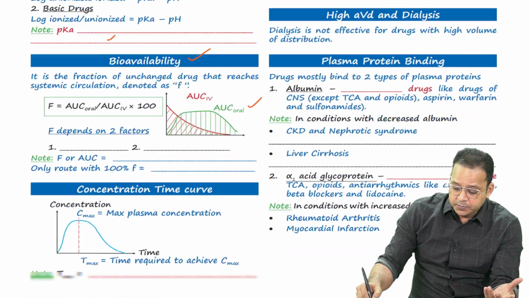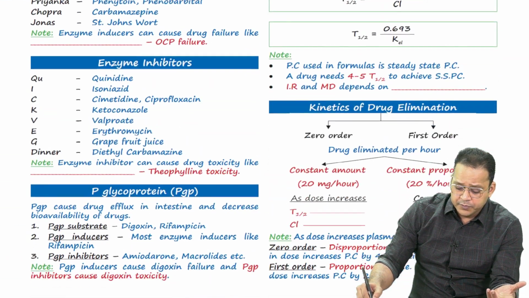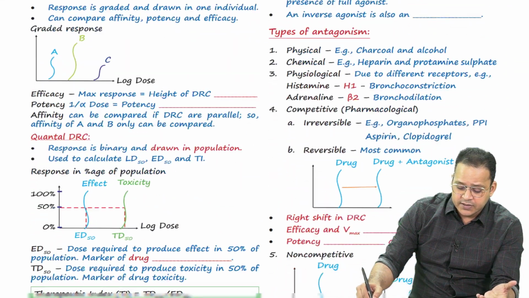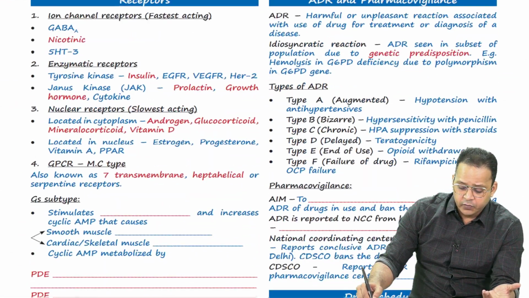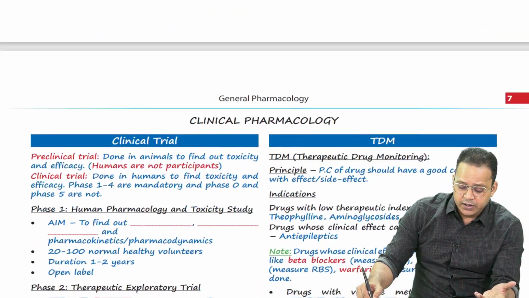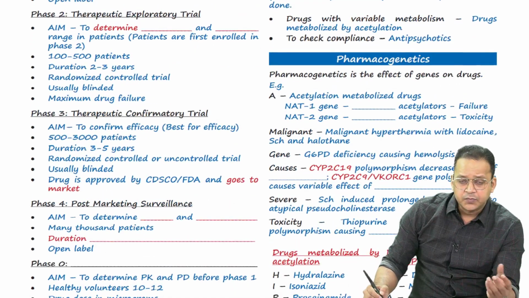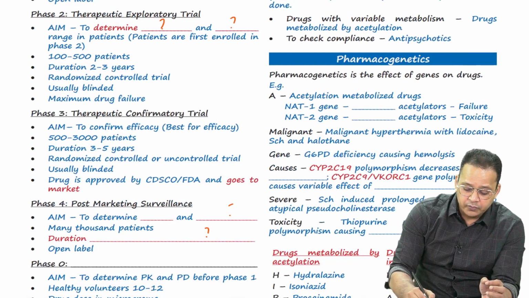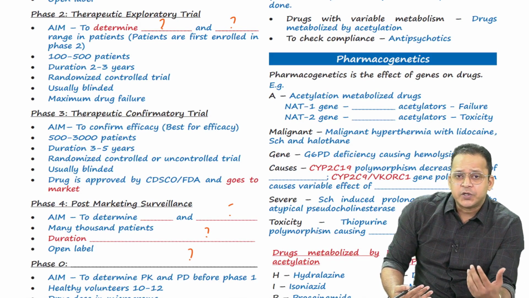Now, the other parts like metabolism and excretion will be in the form of this workbook. I'm going to cover pharmacodynamics: the DRC, drug receptor interaction, and all these graphs I've already pre-made here. I've left whatever is important: clinical pharmacology, drug schedules, pregnancy drug category, clinical trial, TDM, pharmacogenetics. Everything is already pre-written here, but I've left many blanks which you have to fill up, or we together will fill up, so that you get a chance to recall as well.